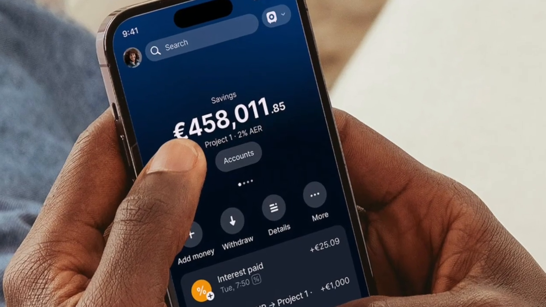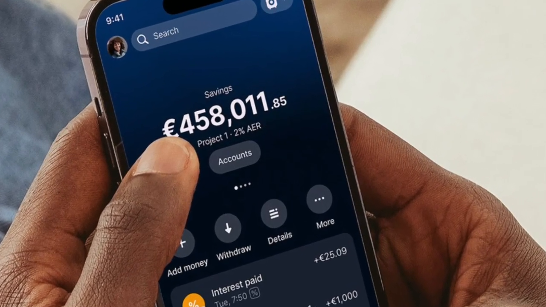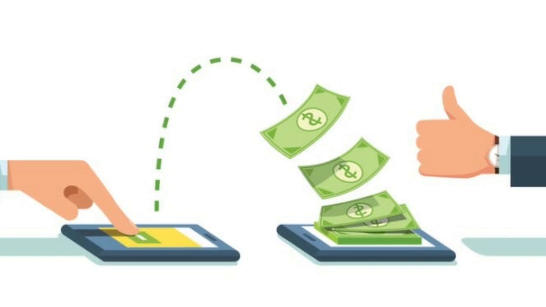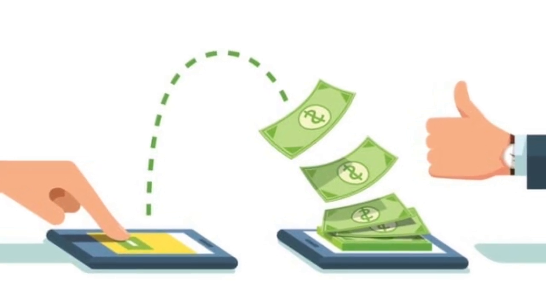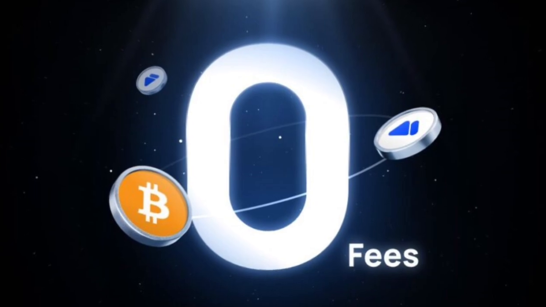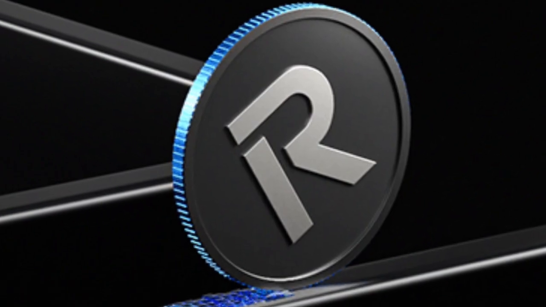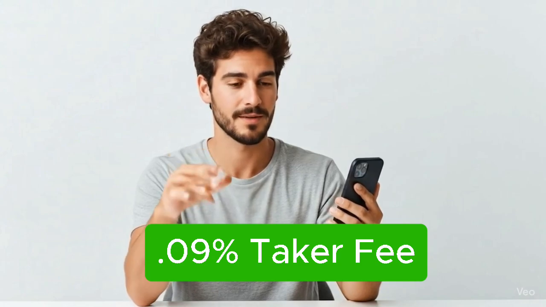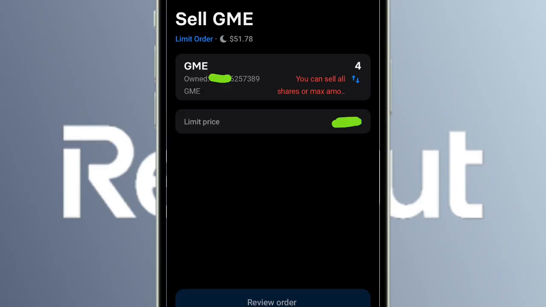Though your main Revolut balance and your Revolut X balance are unified, you can move money between them instantly with zero transfer fees. The 0% fee is the most important part. Revolut X uses a maker-taker fee model. The 0.09% taker fee happens when you place a market order to buy or sell instantly.